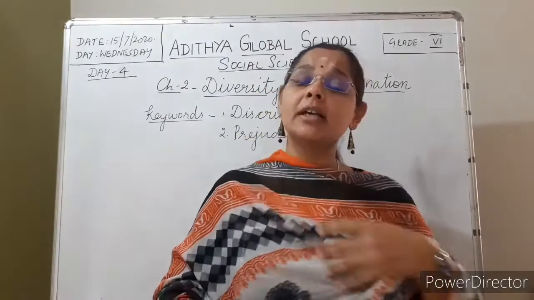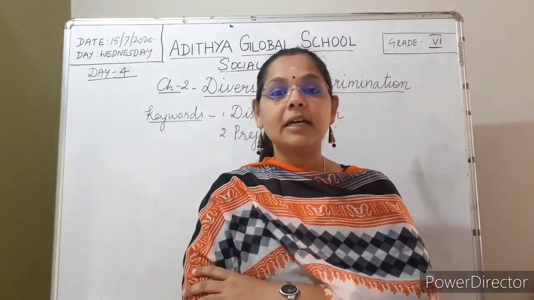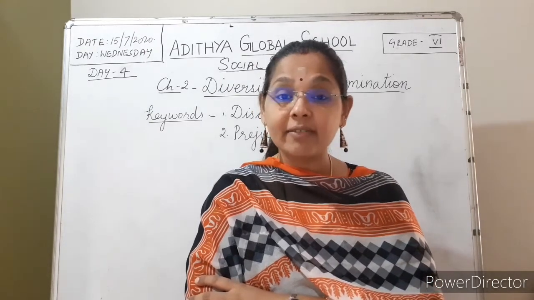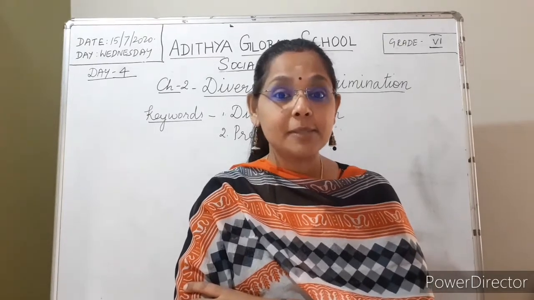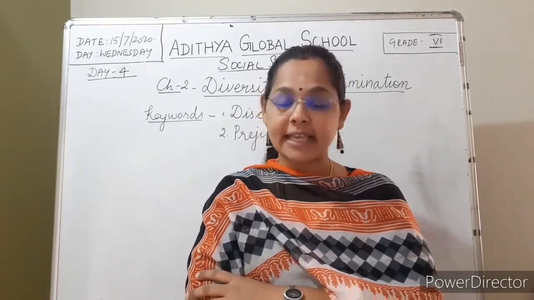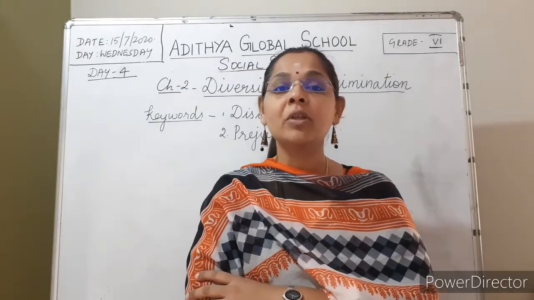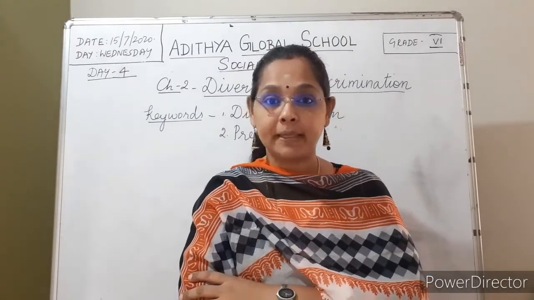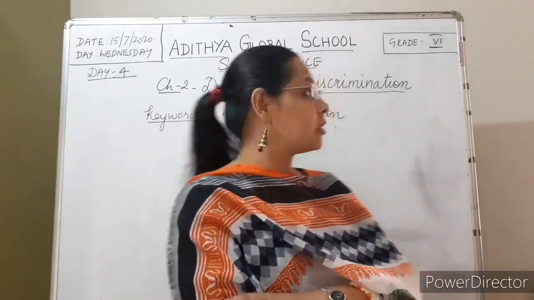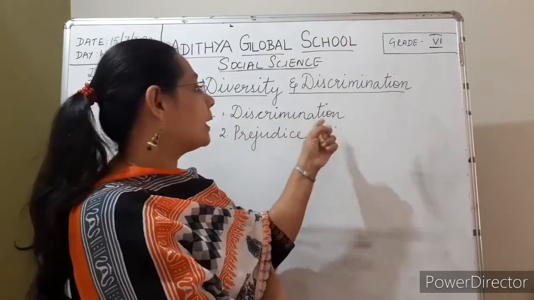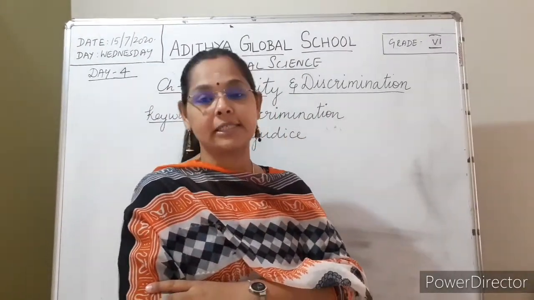Okay, what did you learn in the previous chapter, children? You learned what is diversity. Diversity is uniqueness of an individual that must be recognized. Yes. And what is inequality? Inequality is something that differentiates people in a negative way. Yes. It's a type of discrimination. So, here I have written the keyword discrimination. So, inequality is also discrimination.